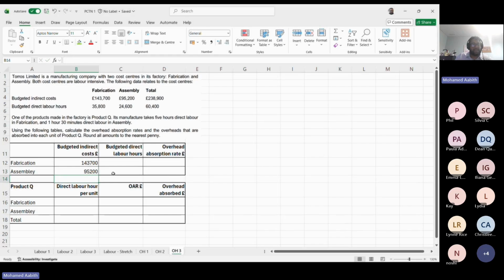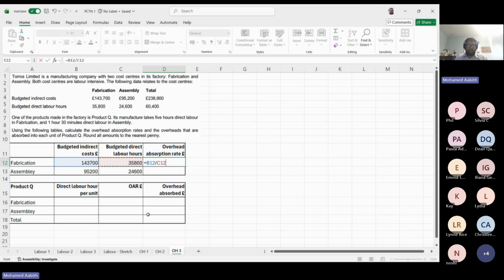They're also asking about the budgeted direct labor hours in this scenario. How much are they? 35,800 and 24,600. This is the labor hours. So how do we find the overhead absorption rate? This is again the cost divided by the activity level. In this scenario, they're using the labor method, so I'm going to be absorbing just with the labor method.